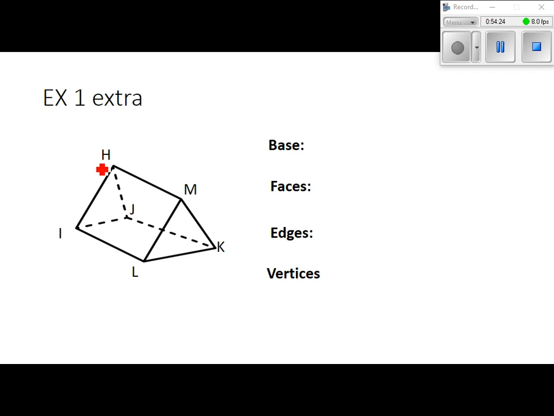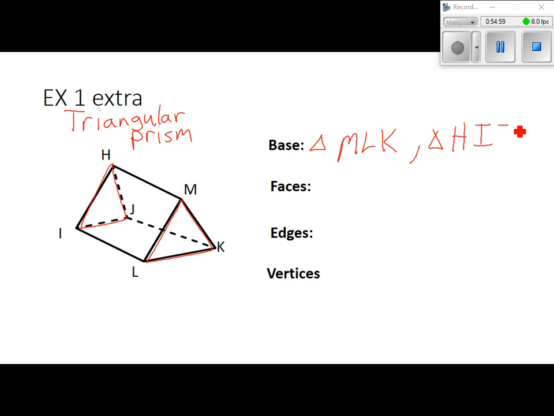So on this one, this is a triangular prism because the bases are triangles. So the first thing we want to name are those bases. One of the bases is triangle MLK. I'm going to try to write on this one a little less so I don't get confused. Triangle MLK. And then the other one's the one that's just like it on the other end, which is triangle HIJ. And again, it makes no difference which order you put those three letters in, but use your triangle symbol out in front.